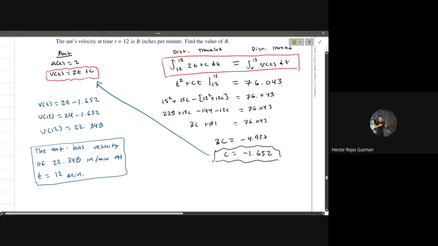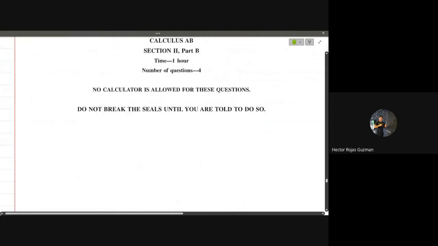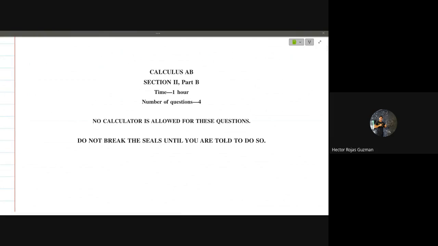Okay, but that right there covers the first two questions of the FRQ. And next time I'll do part B without a calculator.